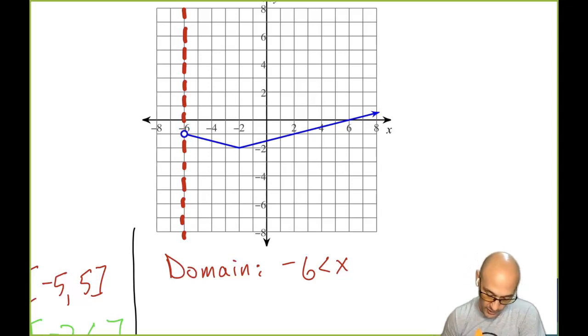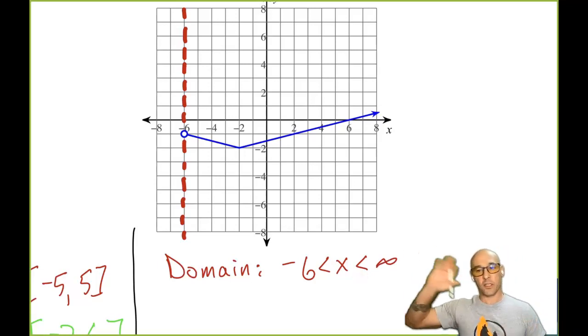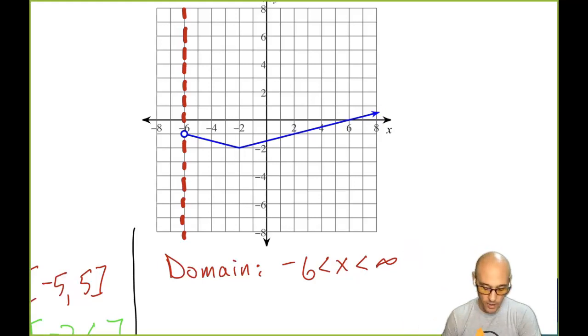And then notice that it just goes on forever in this right-hand direction. So that means that x is less than infinity. And we don't say less than or equal to infinity because you can never actually equal infinity. Infinity is just a number that goes on and on. Okay? It's not a number, but anyway.